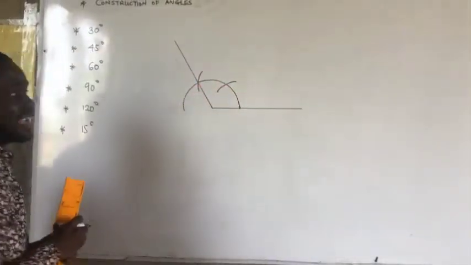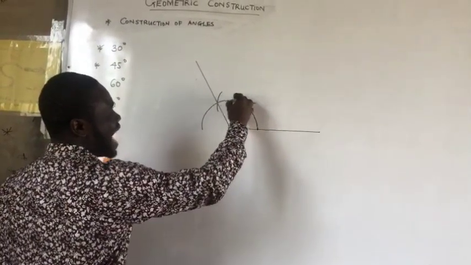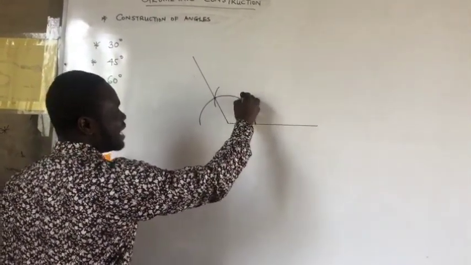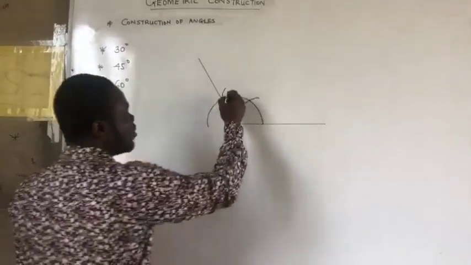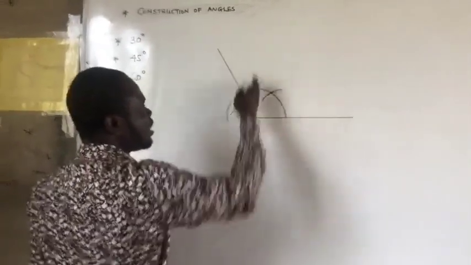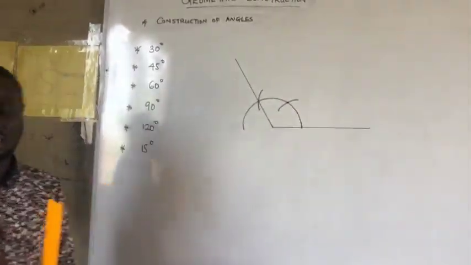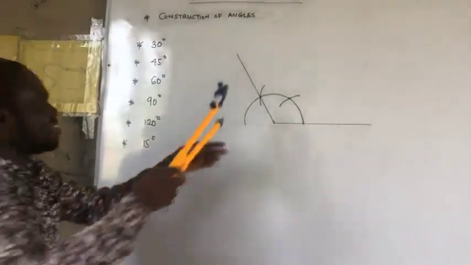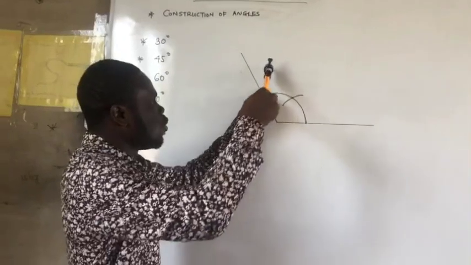But I'm looking for 90, right? So if from here to here is 60, right? I need 30 between here and here to add to my 60 to get my 90. But I know that the angle from here to here is 60. So I can bisect this 60 to get 30, 30. Then add the 30 here to this 60 and I'll get my 90. So bisection simply means that you divide it into two equal parts.